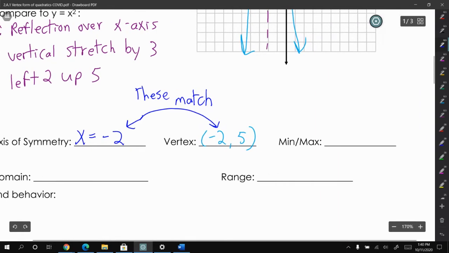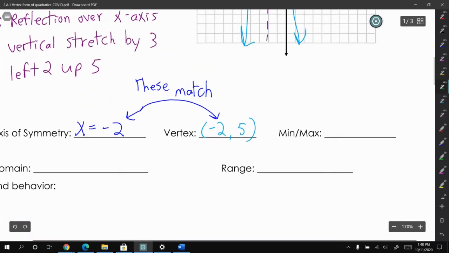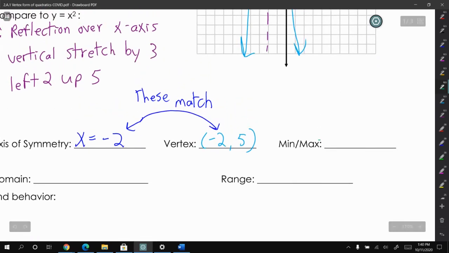And then the min or max value, that's talking about the biggest y value or the smallest y value we have. If we look at our graph, the vertex is the highest point here. So that means the y value is the highest point. Y equals 5. So these match.